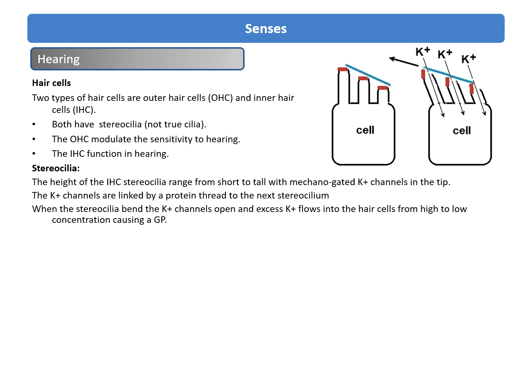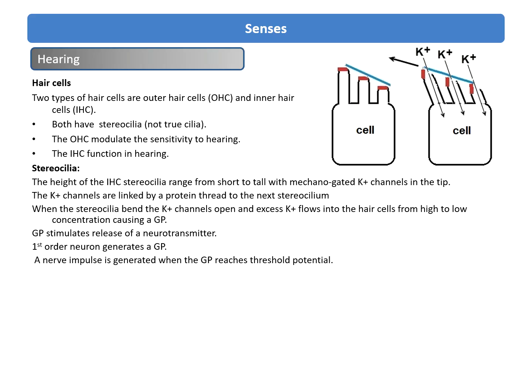When the stereocilia bend, the potassium channels open, and excess potassium flows into the hair cells from high to low concentration. Remember, the cochlea contains a high potassium concentration. The graded potential, which results, stimulates the release of a neurotransmitter, and it causes the first-order neuron to generate a graded potential. If it reaches threshold, the graded potential is transformed into an action potential.